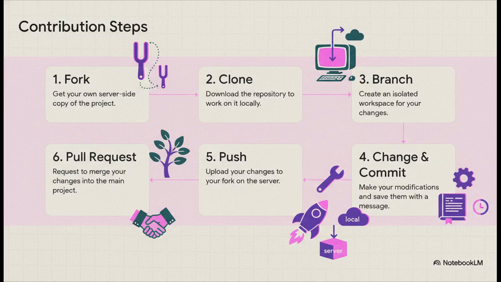From there, you create a new branch for your task, you make your changes, and then you commit them with a nice, clear message explaining what you did. You push those changes back up to your fork, and then you take the final, most important step. You open a pull request.